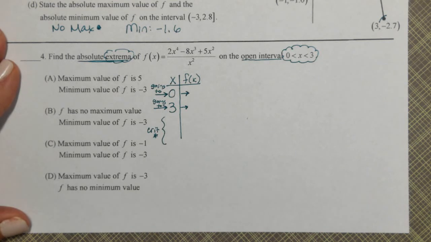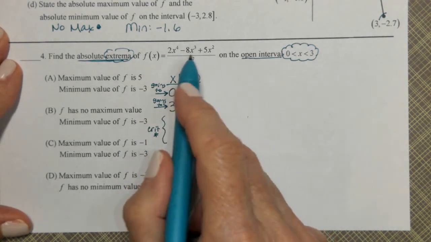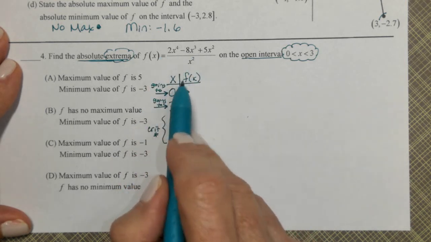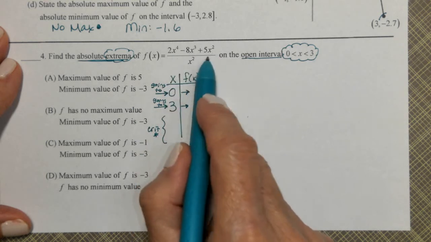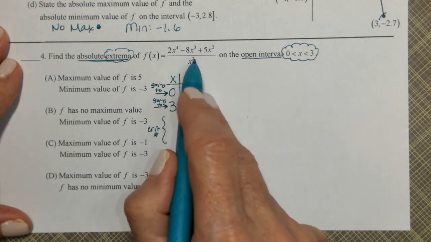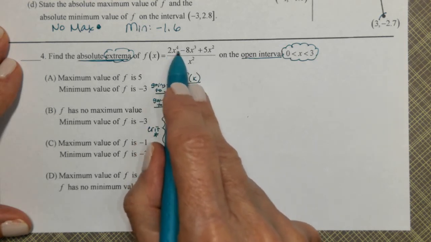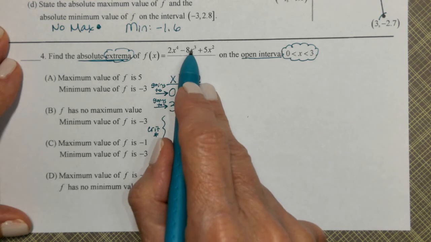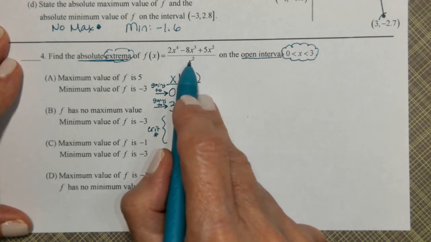Alright, so here's our function. And I notice that there are an awful lot of x's here, no constant value. Is it possible, you guys, to do our quickie divide? 2x to the 4th divided by x squared. Negative 8x cubed divided by x squared. 5x squared divided by x squared. Is that legal to do here?